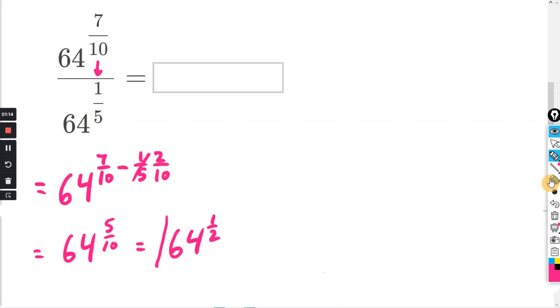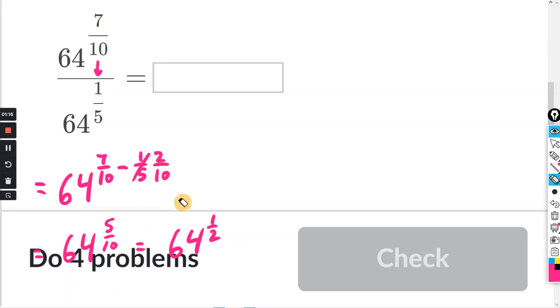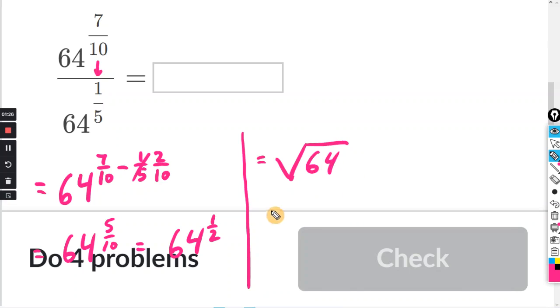Okay, and actually that's not the final answer. 64 to the power of 1/2 is, of course, the same thing as the square root of 64. So that is just 8. Final answer.